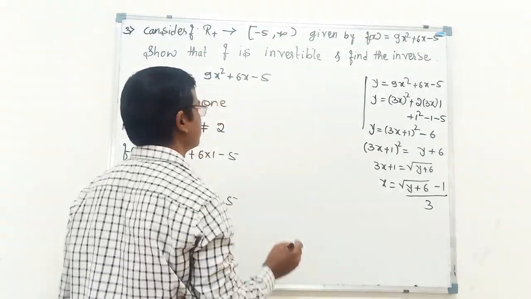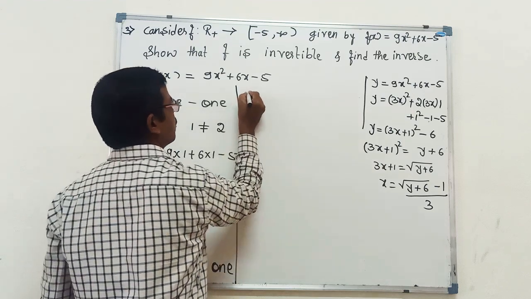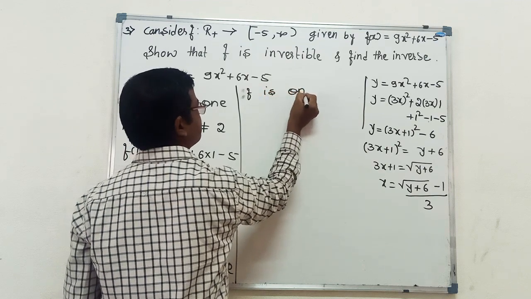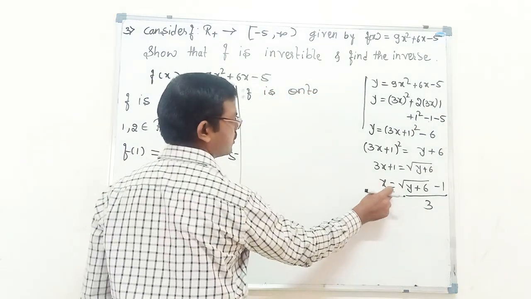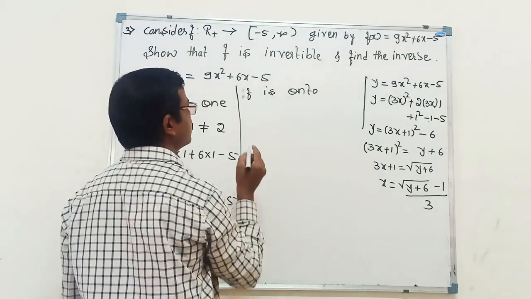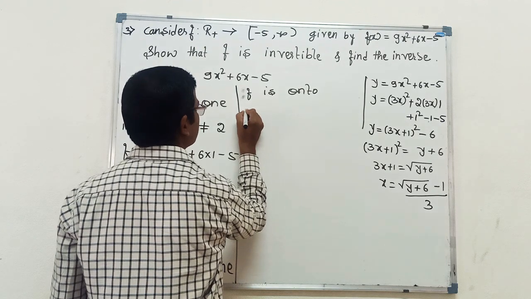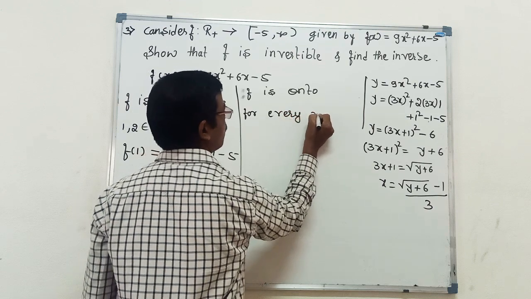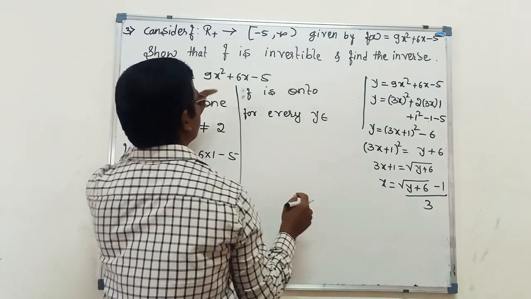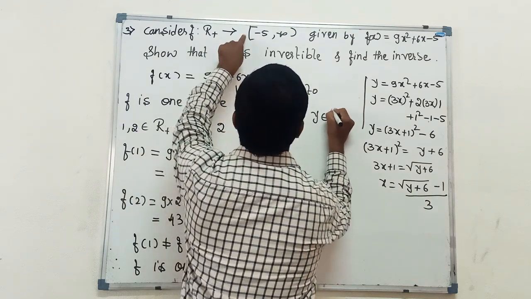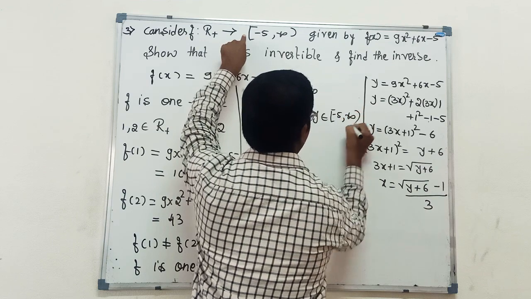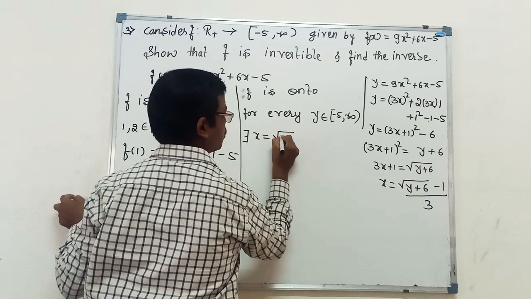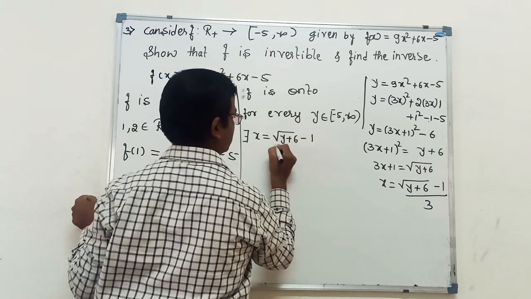Using this, now we write that f is onto. For showing onto, we must express x in terms of y. So f is onto, for every y belonging to the codomain. What is the codomain we have here? That is minus 5 to infinity. There exists x, and what is x we have? Root of y plus 6 minus 1, divided by 3.